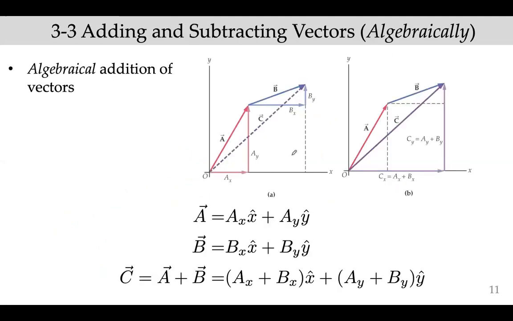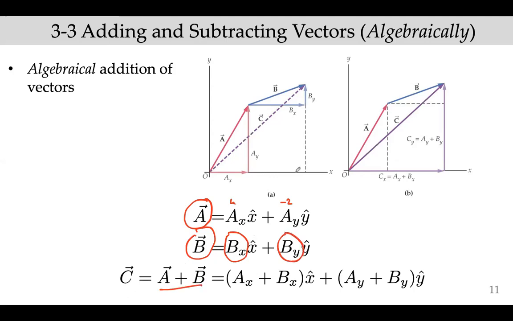Okay, so we did it graphically. Now let's do it algebraically. Let's say you are given a vector a like this. So this could be some number, could be 4, this could be -2, and you are also given b, and it has the x component and the y component. Now, how do you add them? What is a plus b?